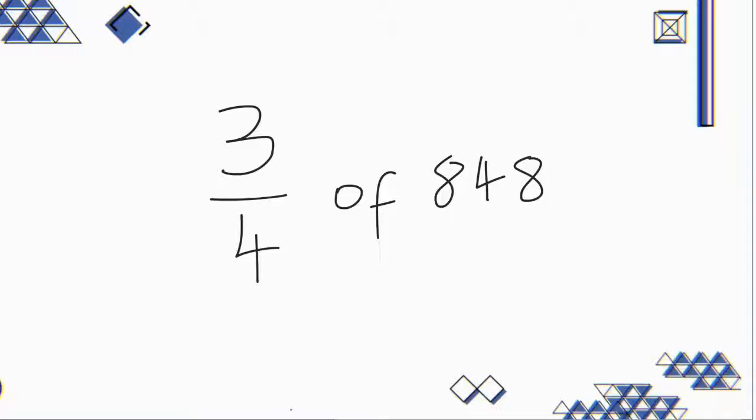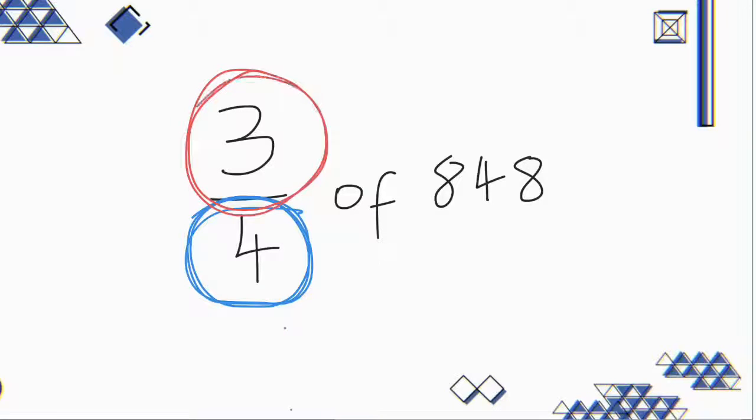So as you can see, I've got a sum here. It's 3/4 of 848. Let's remind ourselves how we're going to work these questions out, because we're going to have loads of these for our homework. Remember, we have a little rule to follow: the first thing we need to do is divide by the denominator, and then multiply by the numerator. So in this case, we need to divide by 4, and then multiply by 3.